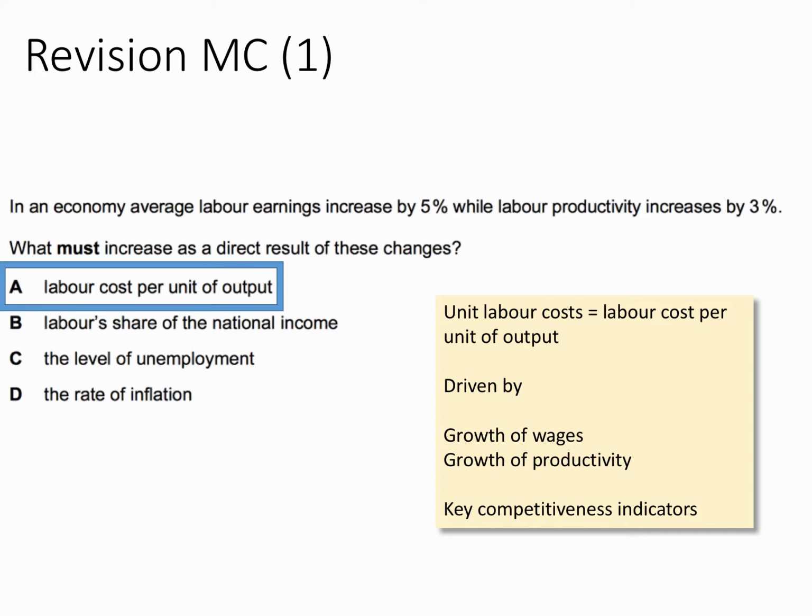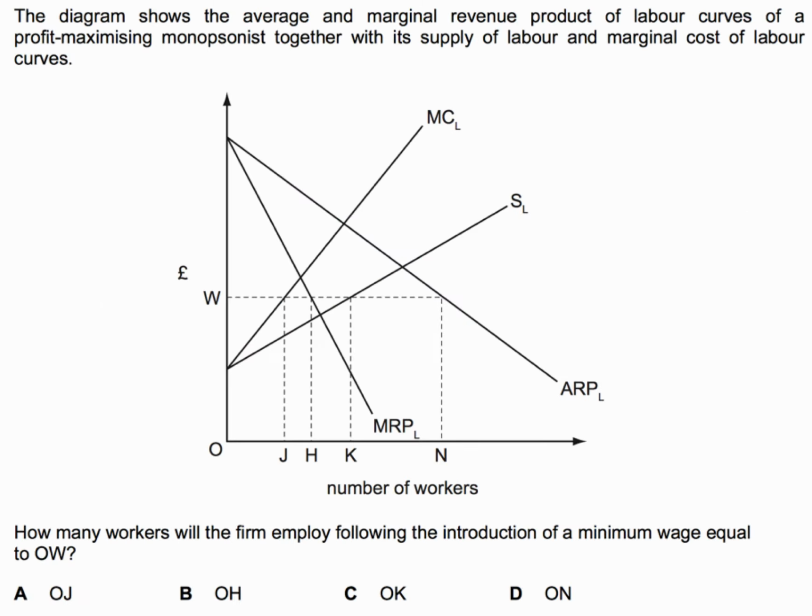If a country's unit labour costs go up relative to another country, then there could be a loss of cost competitiveness. It must be the case that A is the right answer. For example, D isn't right, so inflation is affected by many factors, not just unit labour costs. That's our first question. Now, this question is tricky.